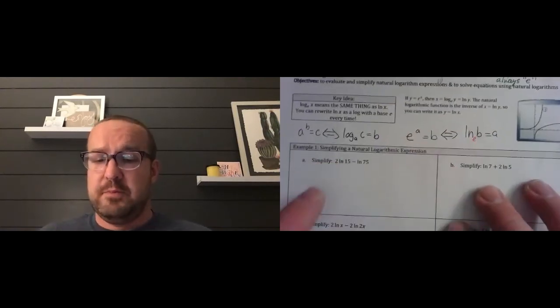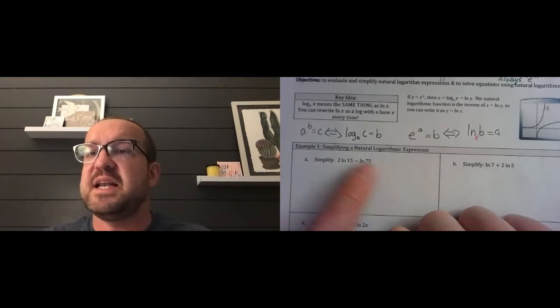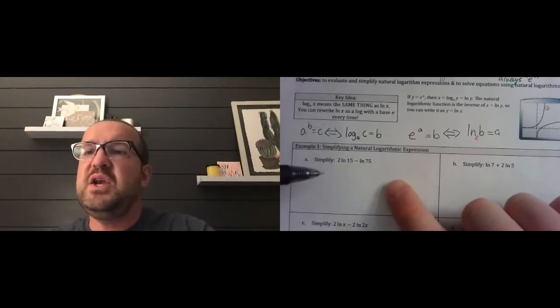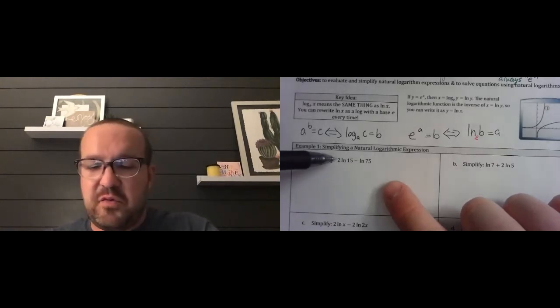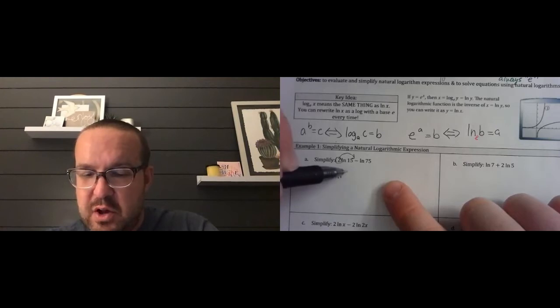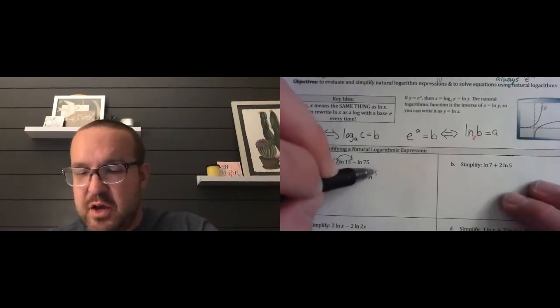If we look at A, we could say, I got 2 times the natural log of 15 minus the natural log of 75. So when we're looking at this right here, we note that the 2 is really in front of the natural log. So it really goes right here at the end. So the natural log of 225 minus the natural log of 75.